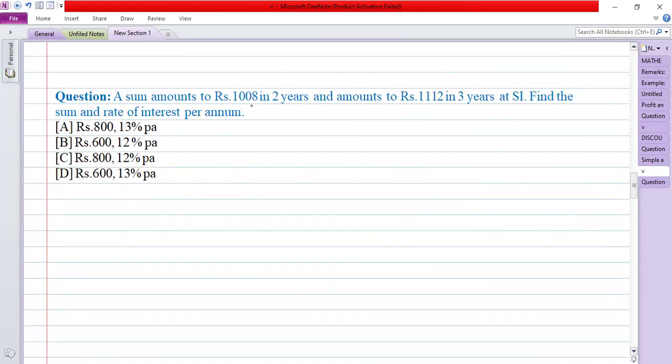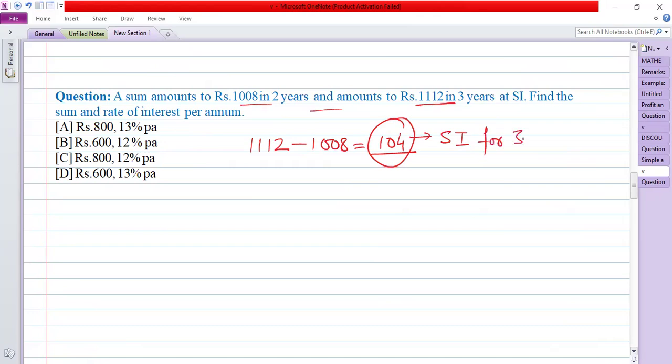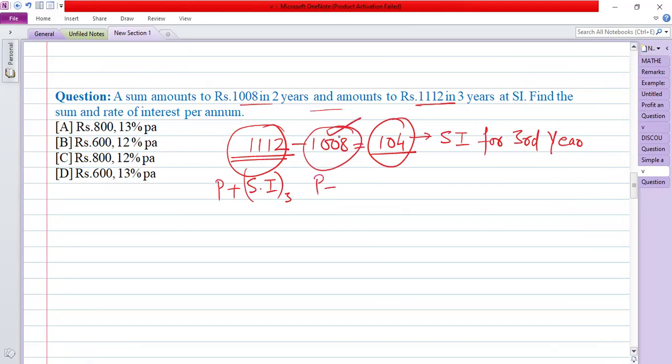Now here, this question can be solved by the basic way, but I will go by the so-called smart way. If we take the difference between 1112 and 1008, that is nothing but 104. And what is this 104? Obviously, this is the simple interest, but for the third year. This 1112 is the amount after 3 years, that is P plus SI for 3 years, and 1008 is the amount after 2 years.